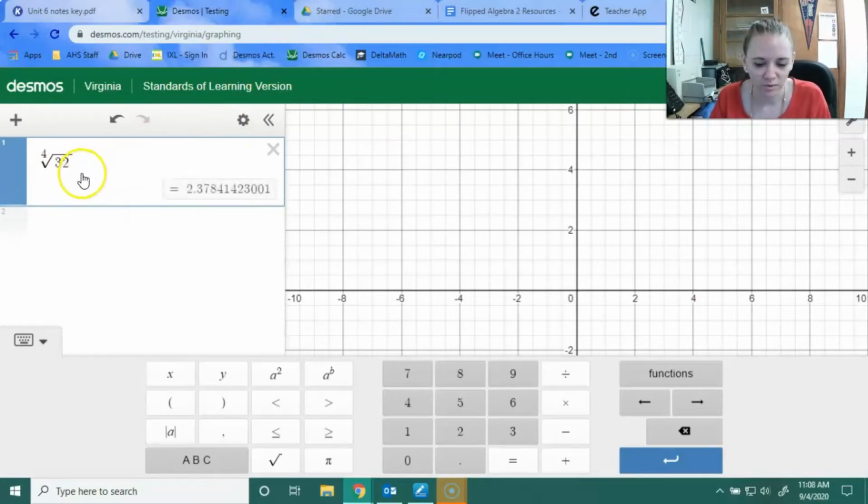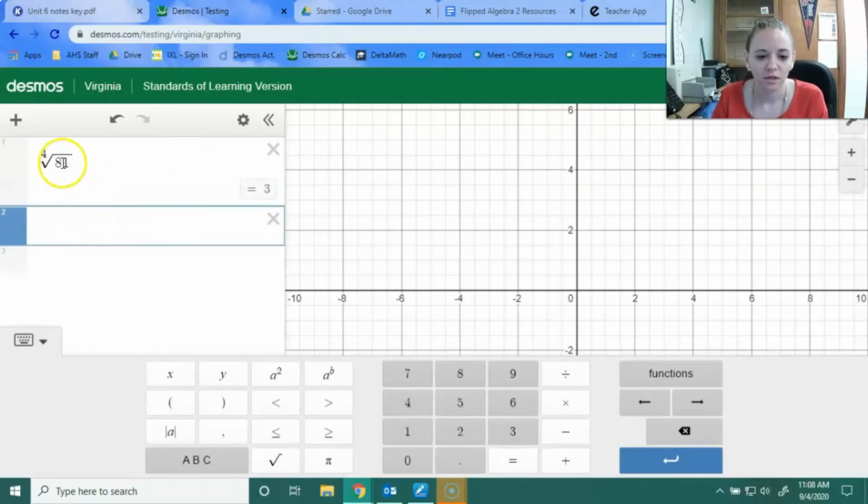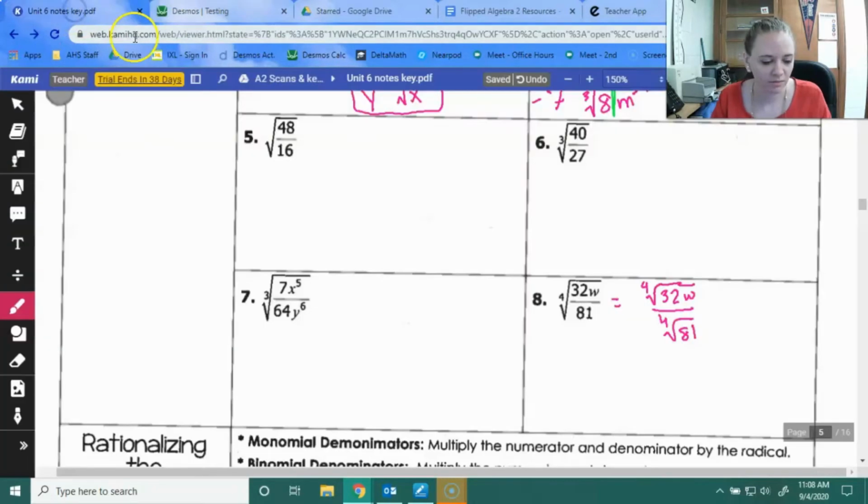Nope. What about 81? Oh, the 4th root of 81 is 3. Okay, so that one came out. So I can change the denominator to just a 3. But I'm still left with this.